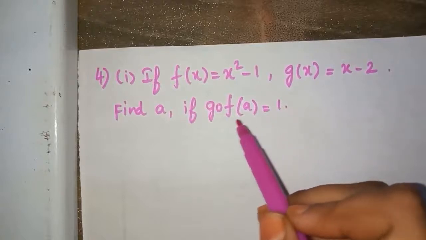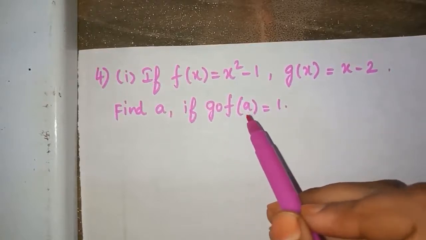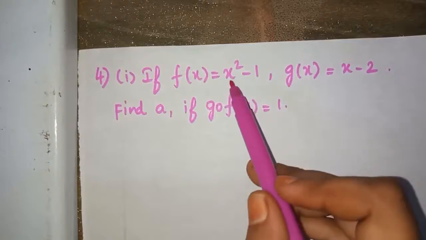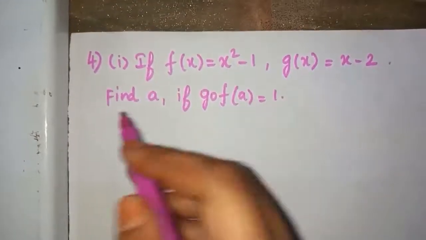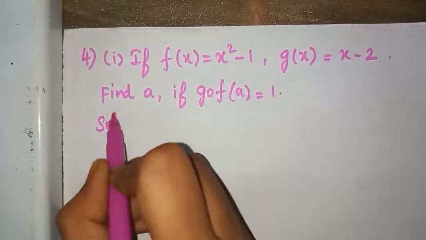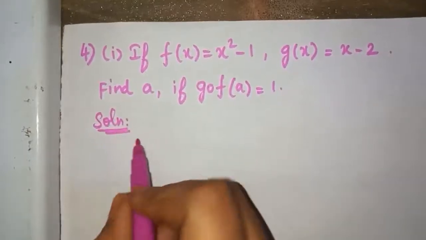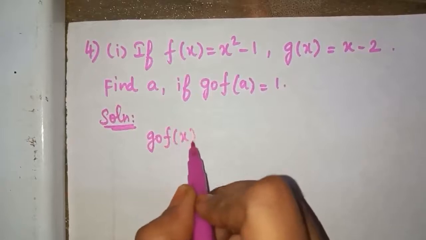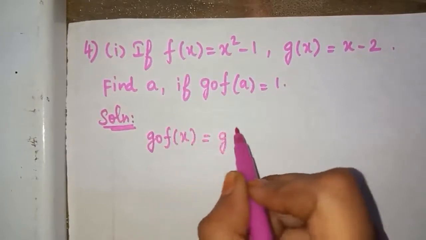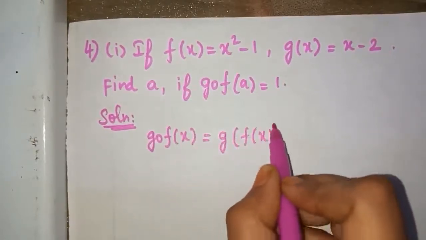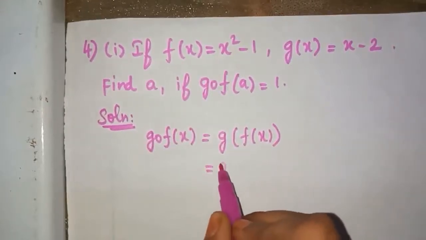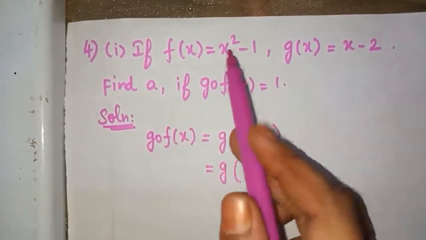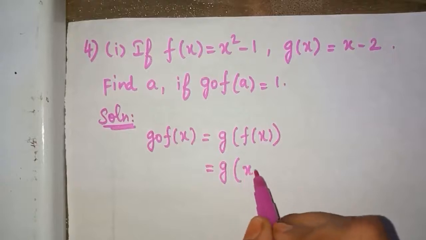First, you have to find g composite f of x. Then you have to convert the term x into a. So now let us see the solution. First, you have to find g composite f. So g composite f of x is equal to g of f of x, which is equal to g of, f of x value is x square minus 1.